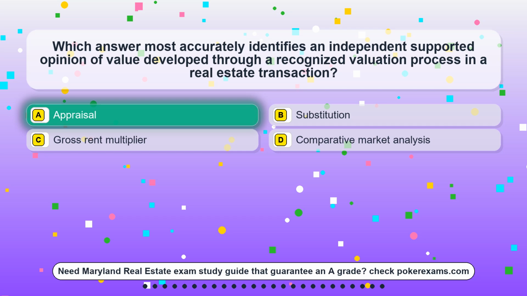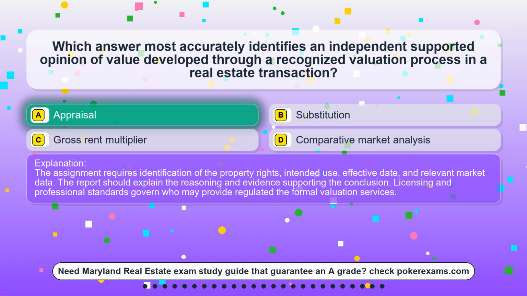The correct answer is option A. Appraisal. The assignment requires identification of the property rights, intended use, effective date, and relevant market data. The report should explain the reasoning and evidence supporting the conclusion. Licensing and professional standards govern who may provide formal valuation services.